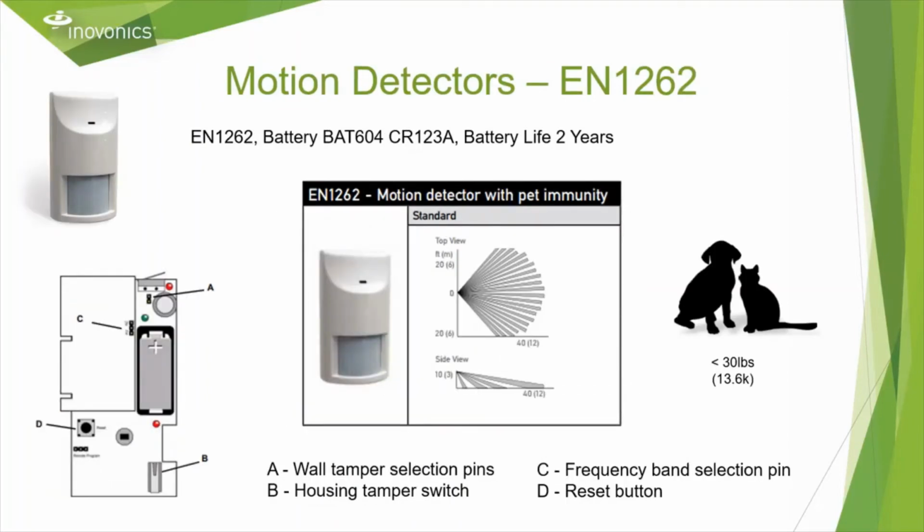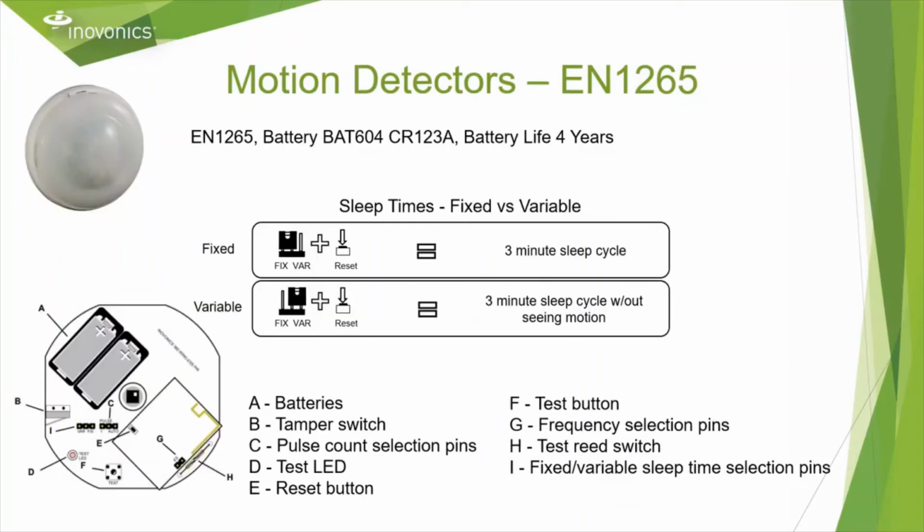The EN1262 is a wall-mount motion detector with pet immunity for animals up to 30 pounds. And last, the EN1265 is a ceiling-mounted 360 motion detector.